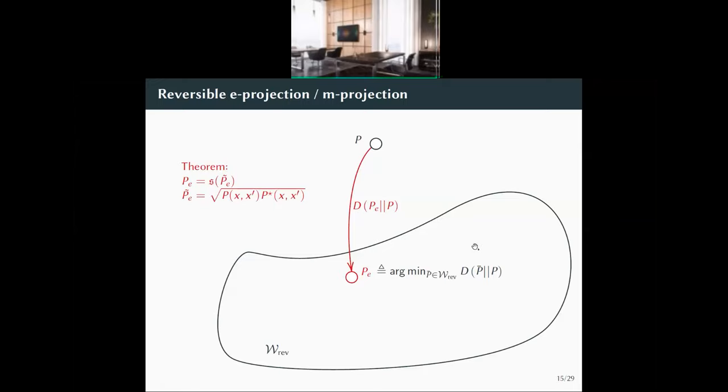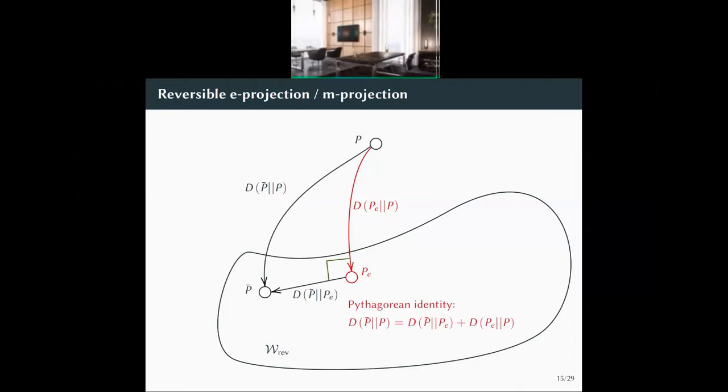Right? But not only this, but also if you're given some P bar, which is equal or different from P, but which is also reversible, you're also enjoying this Pythagorean identity, where the divergence from P to P bar can be decomposed into the divergence from P to PE plus the divergence from PE to P bar.